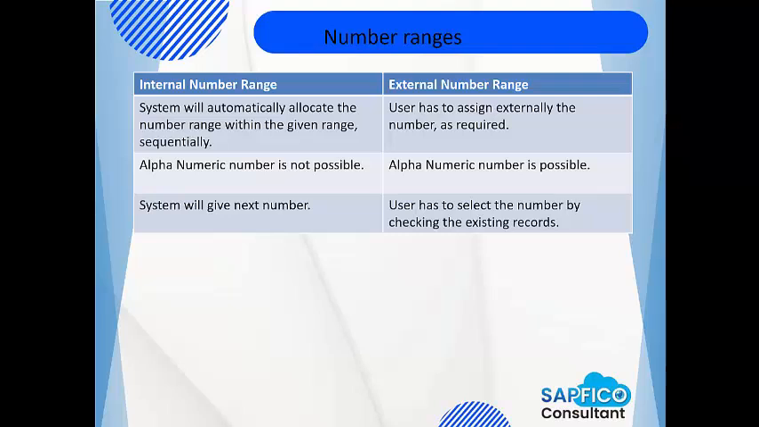So that's the difference between internal number range and external number range. The system will automatically allocate the number within the given number range sequentially. With an external number, the user has to assign the number externally as required. In an internal number range, alphanumeric is not possible. In an external number range, alphanumeric is possible. Internal numbering will use the next number. In external numbering, the user has to select the number by checking the existing records.